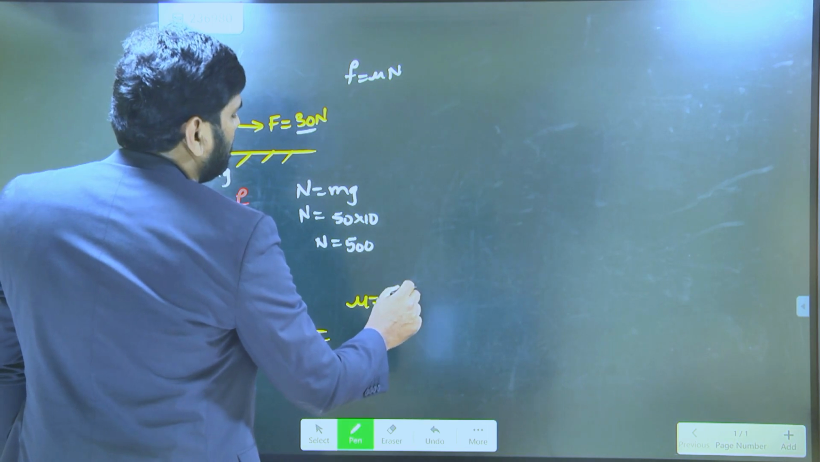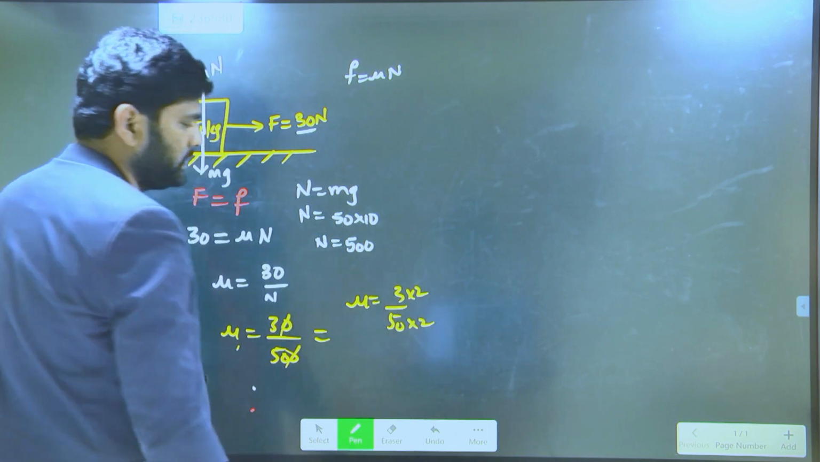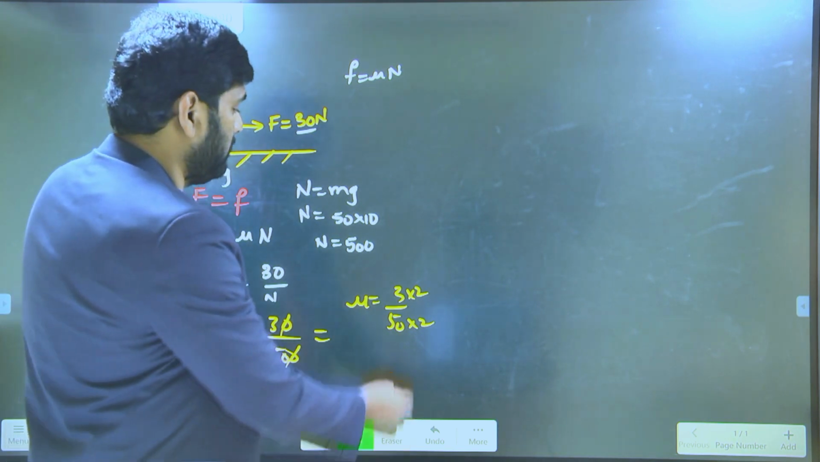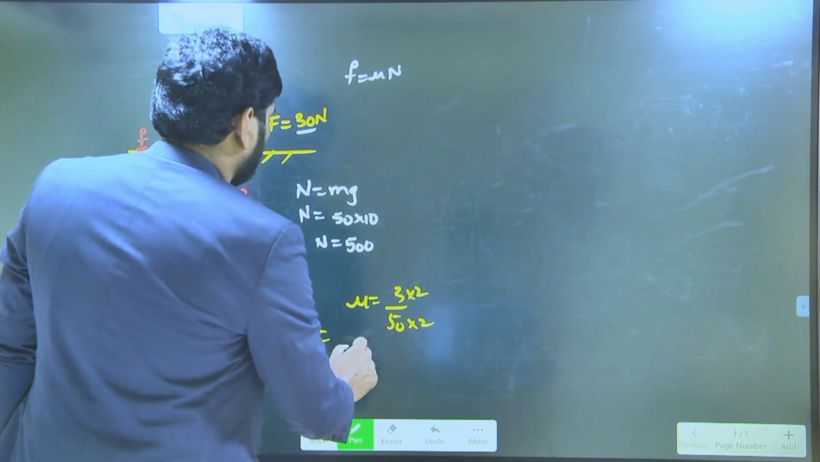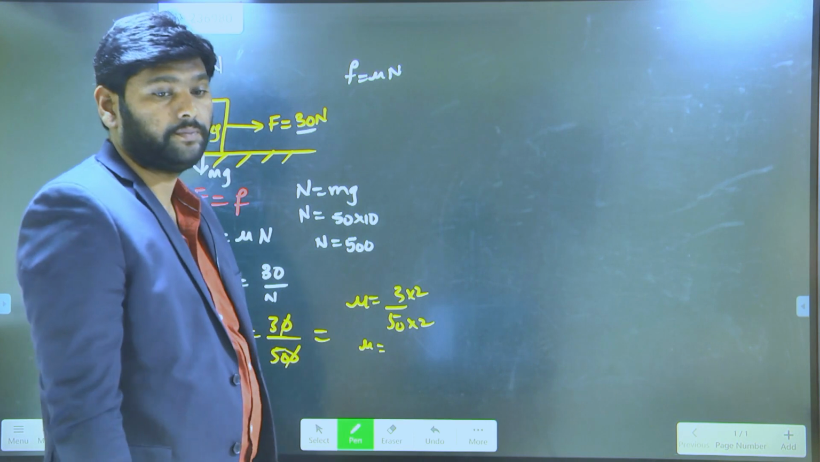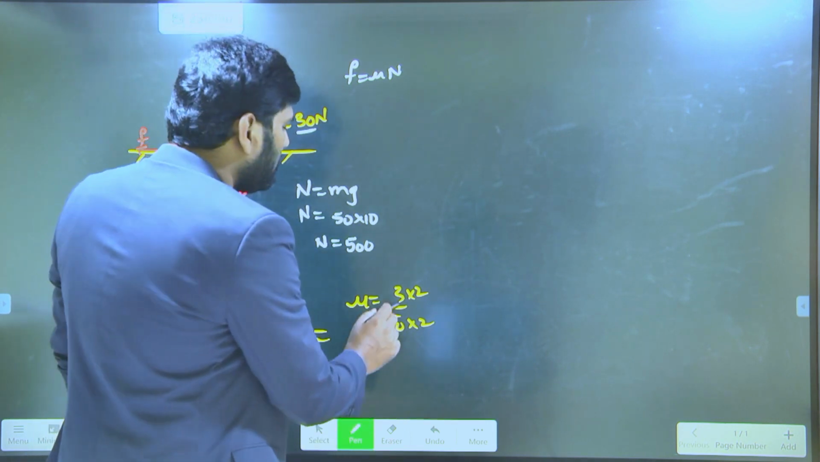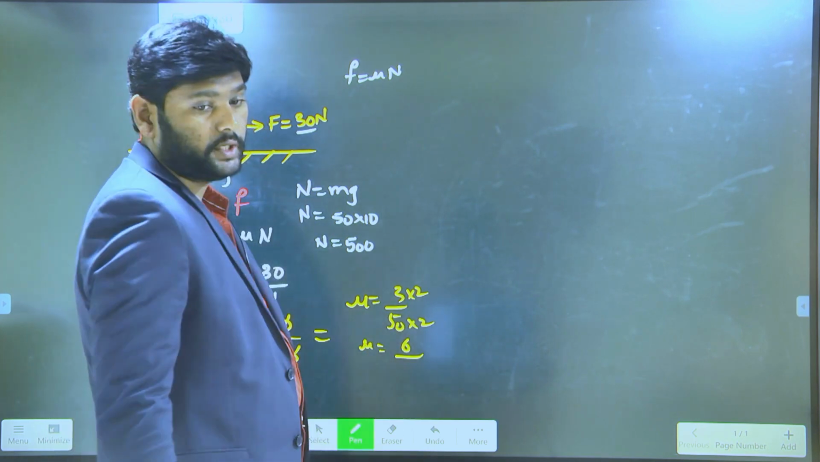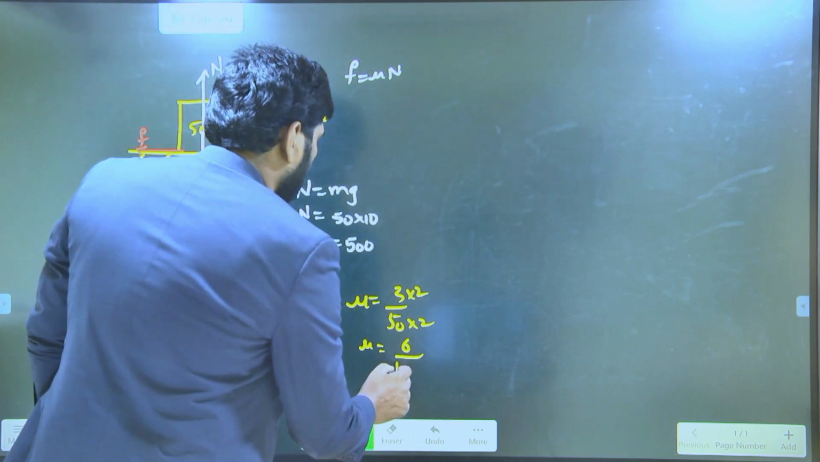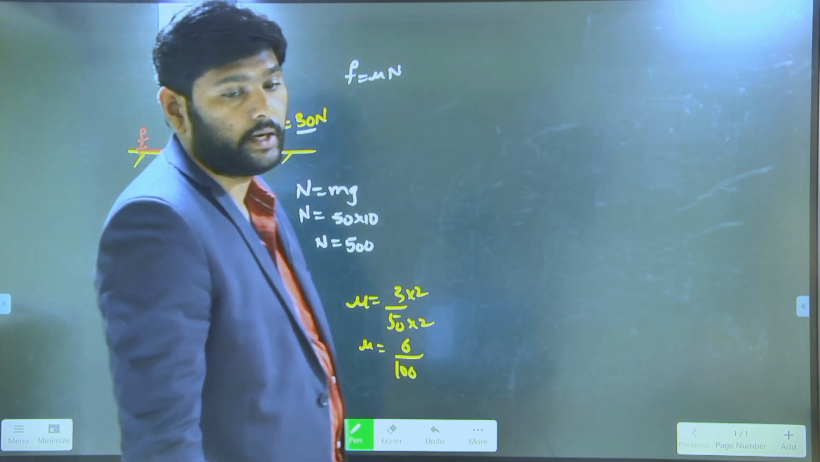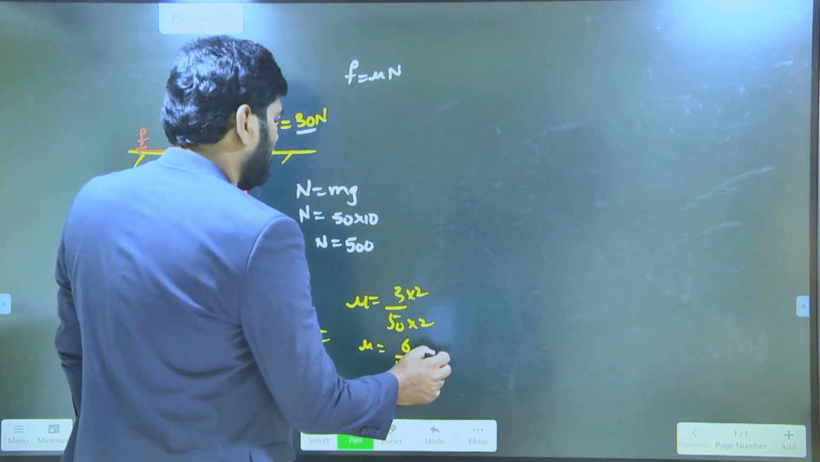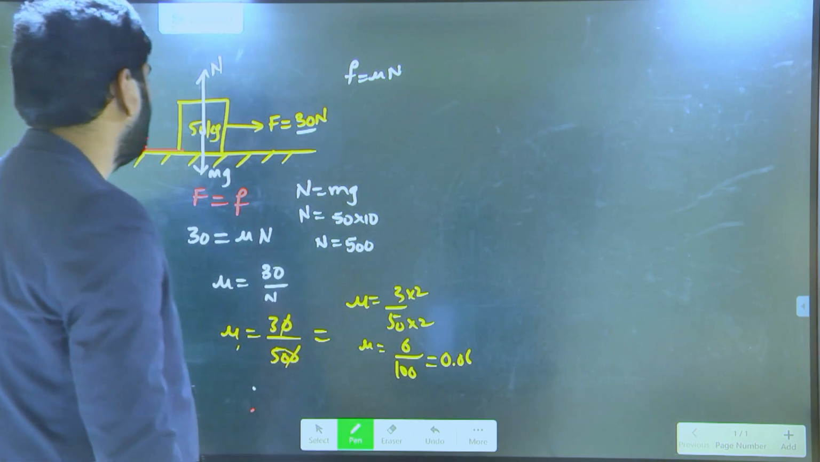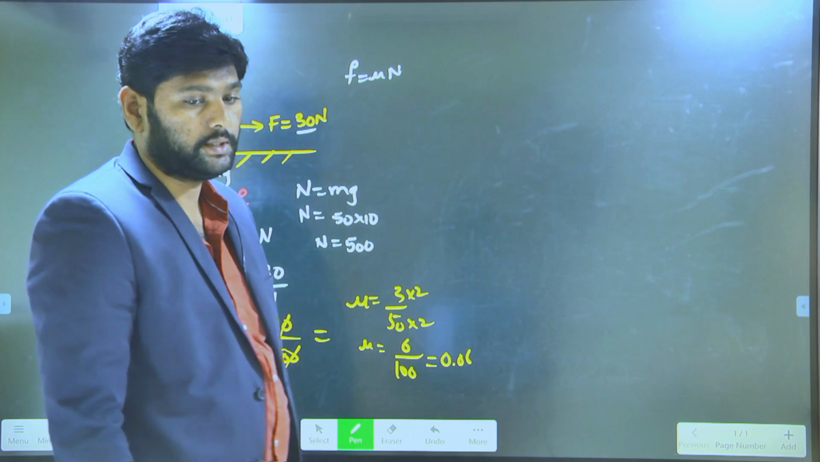Look here. Multiply with 2, divide with 2. Is there anything changed? If you cancel it, the same thing will come. So if I multiply 3 into 2, that is 6, and 50 into 2 is 100. So totally 6 by 100 is 0.06. That is your answer. No doubt.